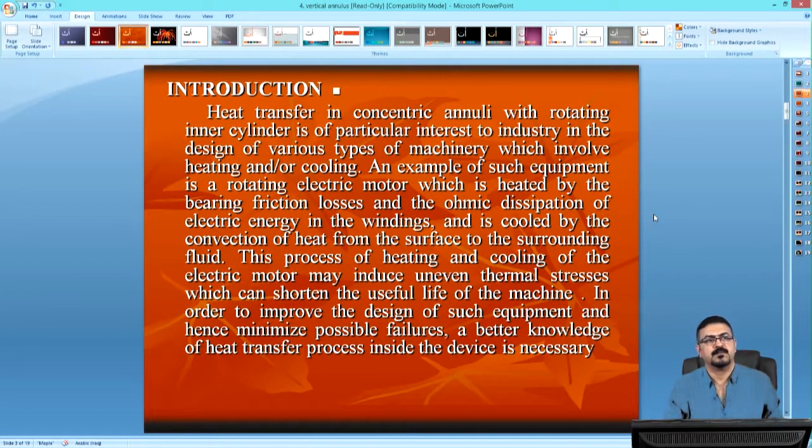Heat transfer in concentric annuli with the rotating inner cylinder is of particular interest to the industry in the design of various types of machinery which involve heating and or cooling. An example of such equipment is a rotating electric motor, which is heated by bearing friction losses and ohmic dissipation of electric energy in the windings, and is cooled by the convection of heat from the surface to the surrounding fluid.